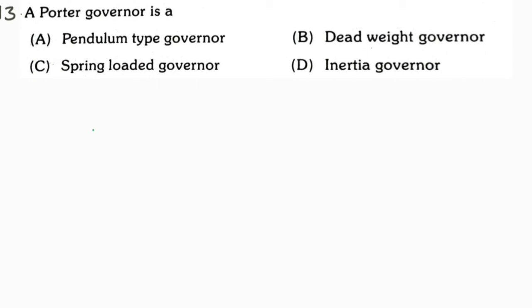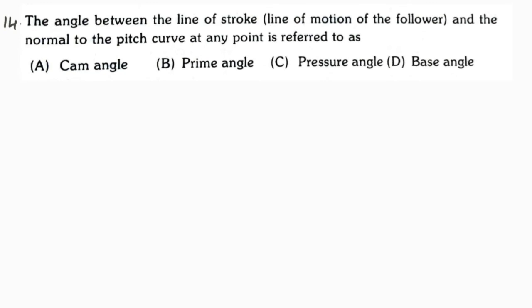Look at the next problem. This problem is connected to governor. A Porter governor is, remember, the Porter governor is a deadweight type governor. Remember this point. Porter governor is a deadweight type governor. Therefore option B is absolutely correct. You try to remember this very simple problem. Let us go for another problem.